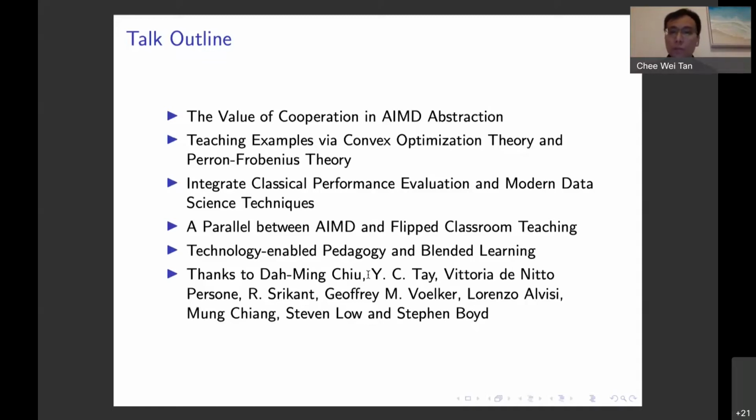So I'm going to share with you a few teaching examples of how I use AIMD as a toy example to teach theory, in particular optimization theory, which would be very handy even to students who want to learn machine learning. And also this thing called Perron-Frobenius theory, which is a bit unfamiliar to many, but I'm going to share with you that it does have many applications, including AIMD. And this toy example could serve as a very convenient way for us to integrate our beloved classical performance evaluation techniques and modern data science that are forever evolving.